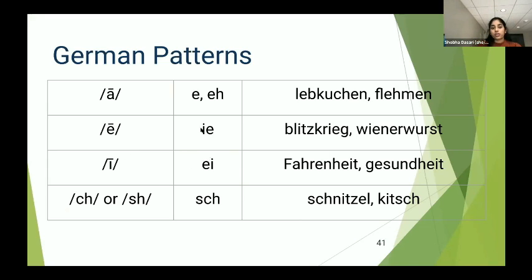Some examples for the I-E being pronounced as E are Blitzkrieg and Wienerwurst. And for the I sound being spelled as EI, Fahrenheit, so the H-E-I-T, and Gesundheit, so the E-I-T. There's also Einkorn, which is E-I-N-K-O-R-N, which is pretty much the exact same pattern.